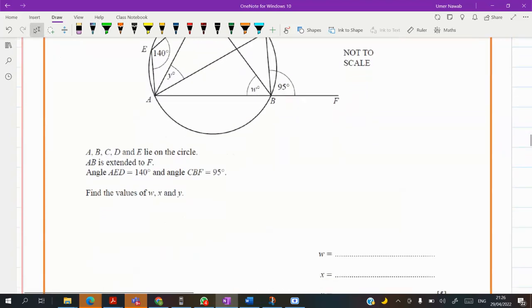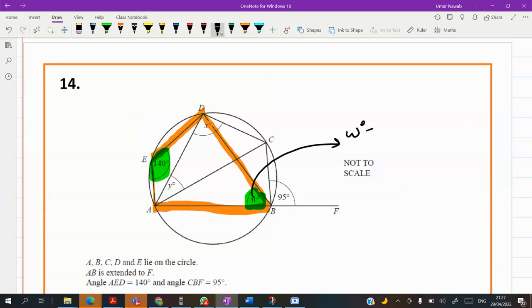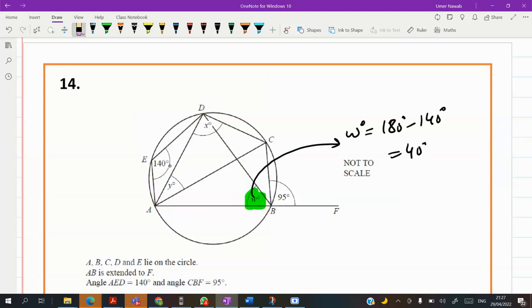Now first is W. I want to find W. Can I see a cyclic quadrilateral here? Yes. Which angle is opposite to 140? That is W. So they are supplementary. So W is equal to 180 minus 140. It comes to me 40 degrees. So now let me erase everything and write here 40 degrees.